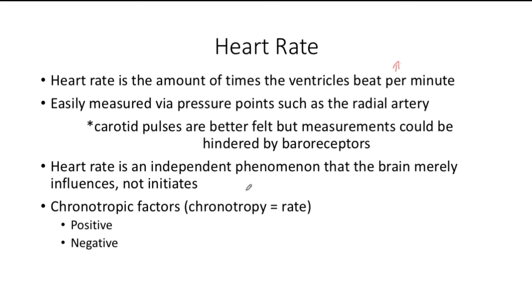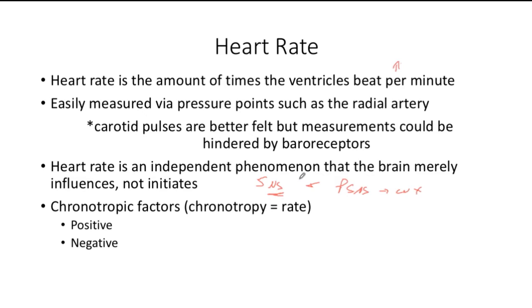Now remember though, the brain can influence heart rate through the use of the sympathetic nervous system and parasympathetic nervous system. Remember, mostly when we're talking about the parasympathetic nervous system, we are talking about cranial nerve number 10, the vagus nerve, and when we're talking about the sympathetic nervous system, the cardiac plexus. All right. Now, the brain does not initiate a heartbeat. It merely influences the rate at which they do so.